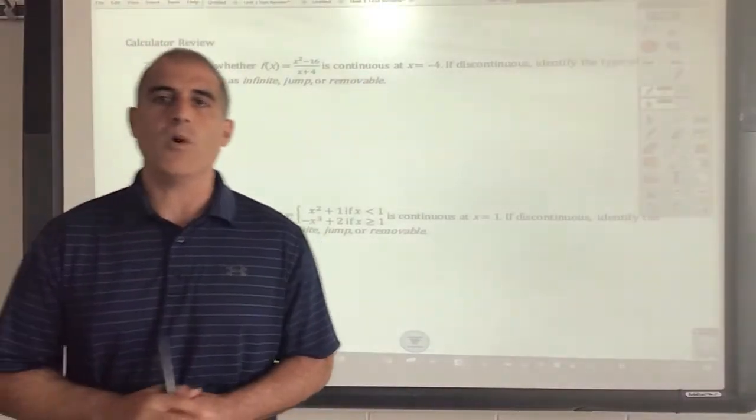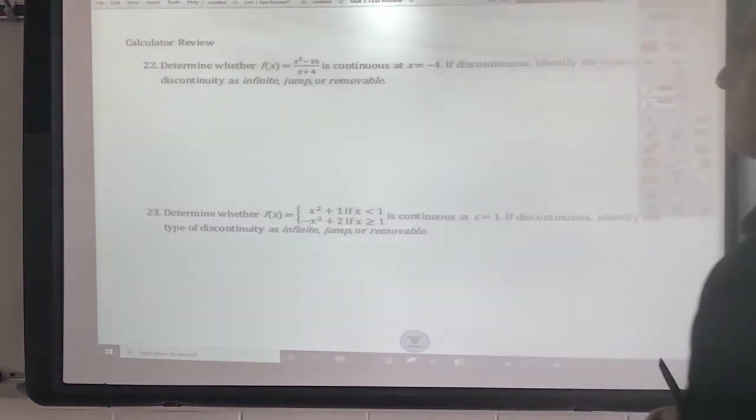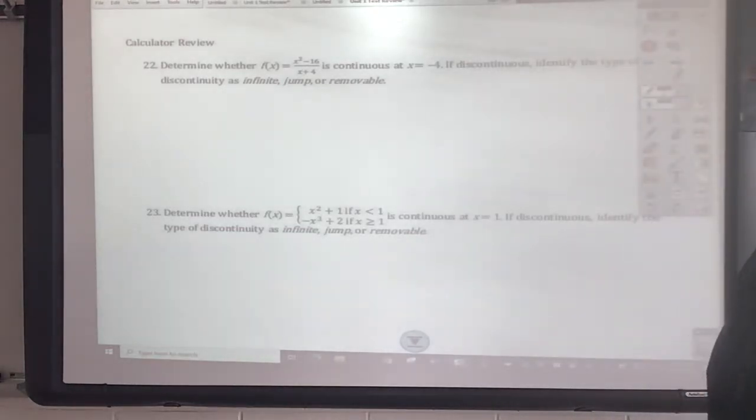Okay, this will be unit 1. This will be the calculator part of the review now. Okay, determine whether this is continuous at x equals -7. If it's discontinuous, identify the type of discontinuity.